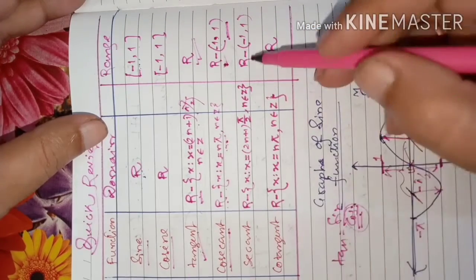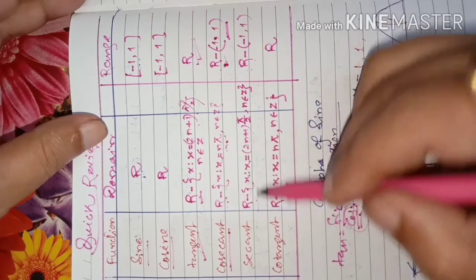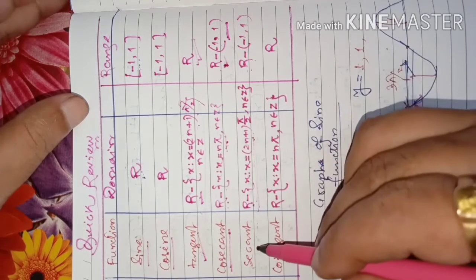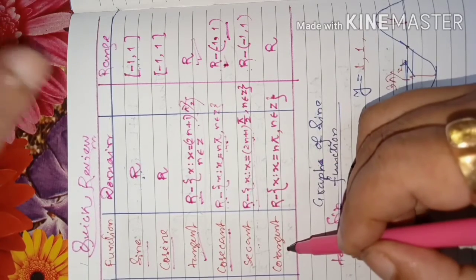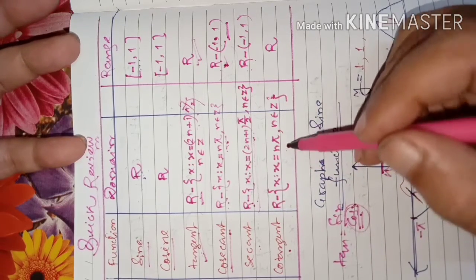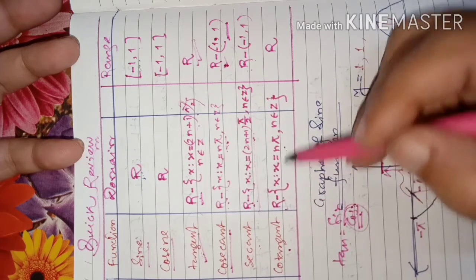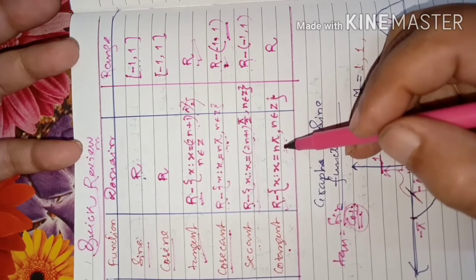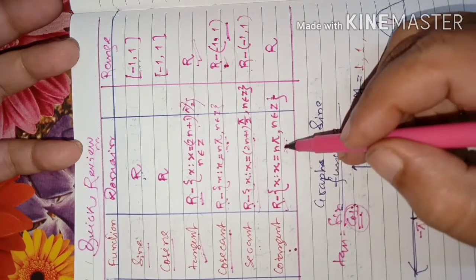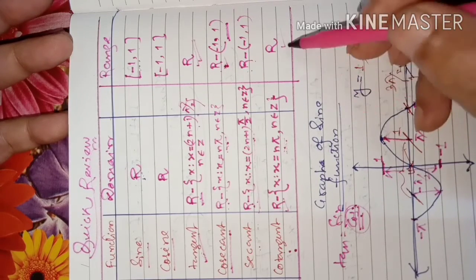Then the secant function: the range is the same as cosecant, and the domain is all real numbers except the odd multiples of pi by 2, because secant is 1 by cos. Cotangent is cos by sine. Since sine is in the denominator, it cannot be 0. So all real numbers except n pi, meaning all the integral multiples of pi, will not be taken here, because sine will be 0 there. The range is the whole set of real numbers.